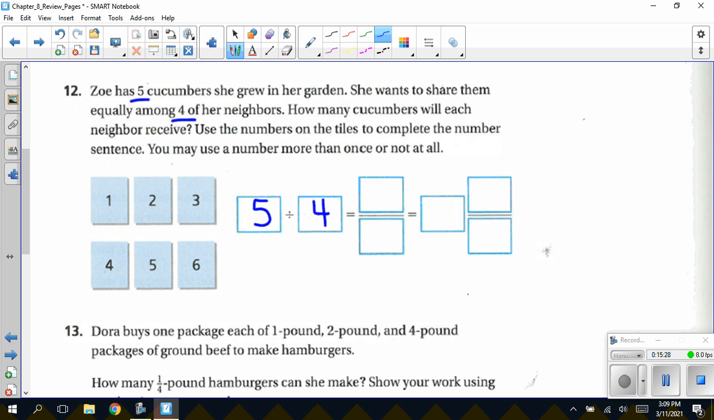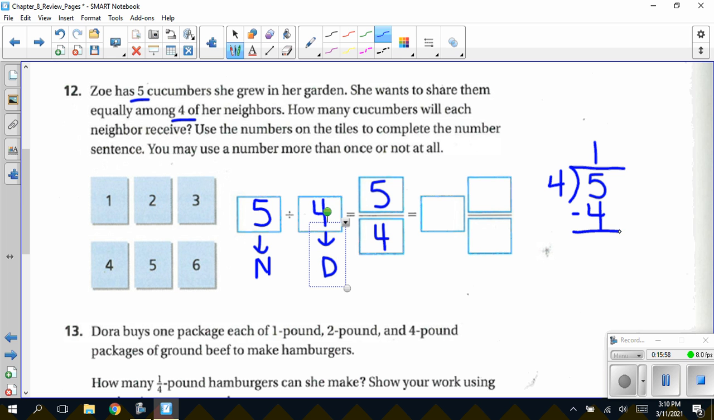Back in 8.3, we knew that the first number was the numerator, so I'm going to write that in my numerator section. And then the second number, the divisor, is our denominator, so I'm going to write that in the denominator. I do have an improper fraction here that I need to change into a mixed number. So my top number 5 goes on the inside, the bottom number 4 goes on the outside. 4 times 1 gets me close to 5, and 5 minus 4 is 1. So when I write my mixed number, I have 1 and 1/4.